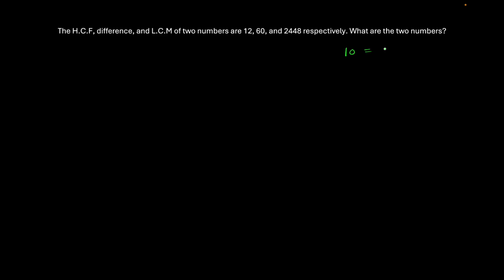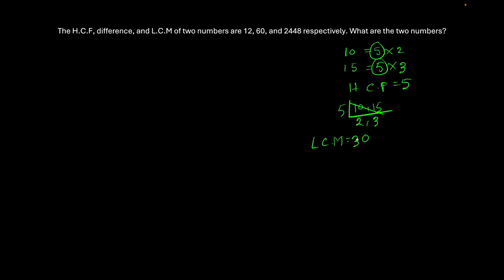So we have 10. We can write it as 5 into 2, and we also have 15, which we can write as 5 into 3. But look at this, 5 and 5 are common. So this is the HCF of these two numbers, and that is 5. Now if we take the LCM of these two numbers, we will get 3 into 2 into 5, which is 30. So the LCM is 30.